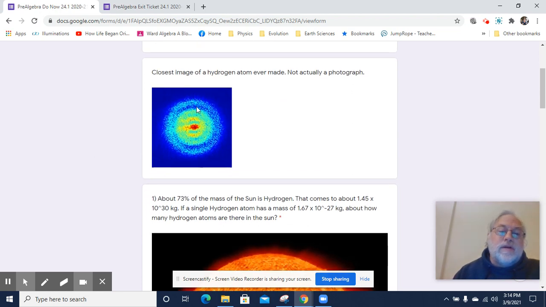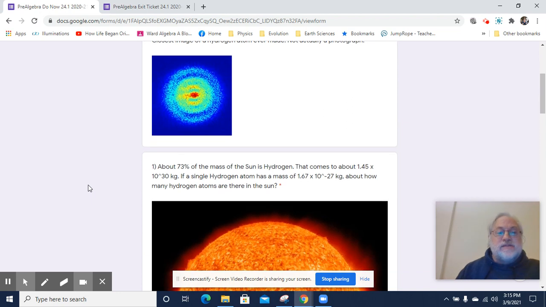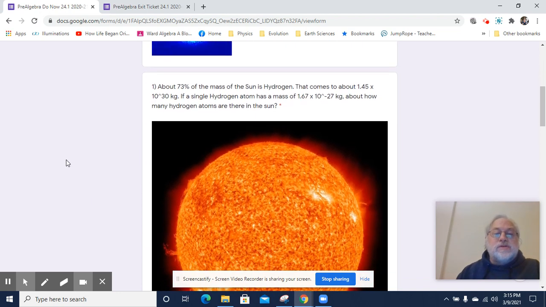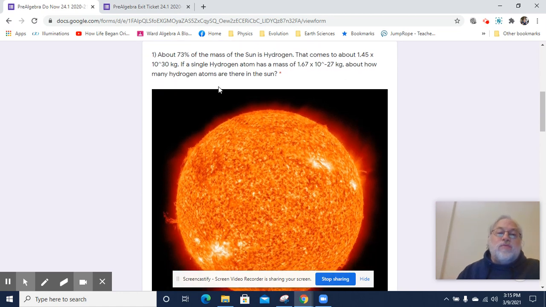Those are kind of where the electron is buzzing around. There's only a single one, but it's just moving around so much that it's all over the place. And in the middle is the tiny, tiny nucleus where most of the mass is. However, 73% of the mass of the sun is hydrogen. And that comes to about 1.45 times 10 to the 30th kilograms. So if a single hydrogen atom has a mass of 1.67 times 10 to the negative 27th kilograms, how many hydrogen atoms are there in the sun?